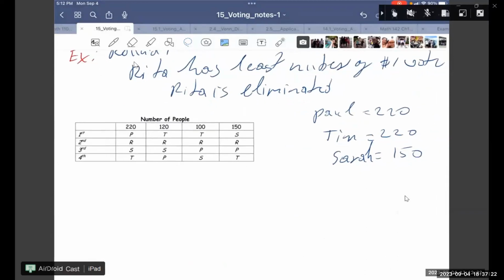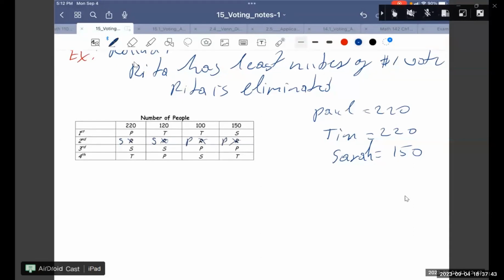As we know, Rita is eliminated. So Rita eliminated, now we move up. So we have Sarah, we have Paul, we have Kristen, and this one we have Tim. We have Paul, and we have Sarah, and we have Kristen. So now we move up.